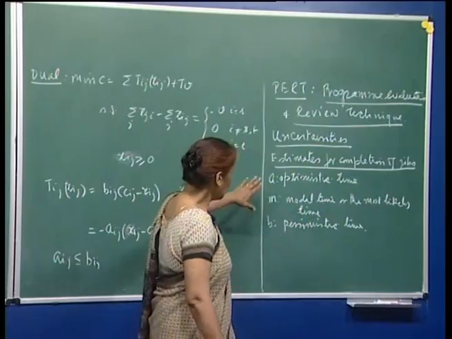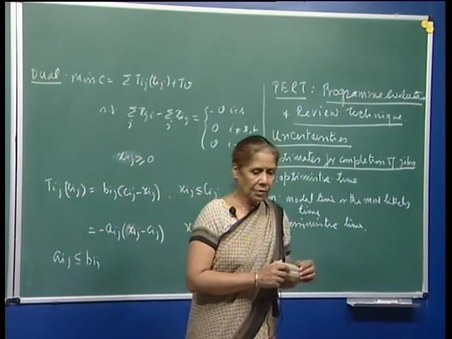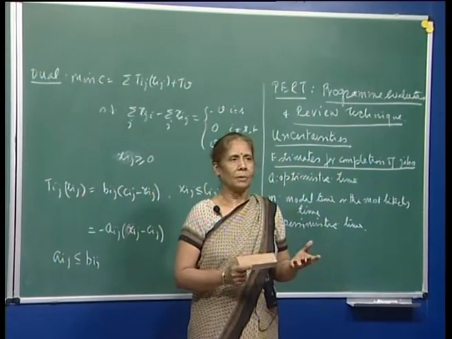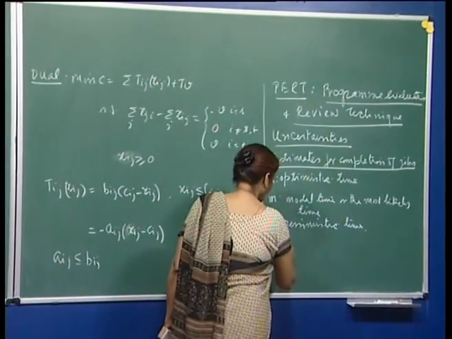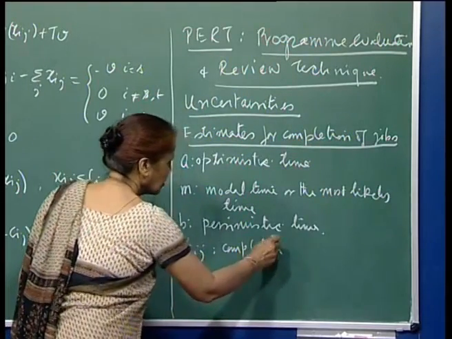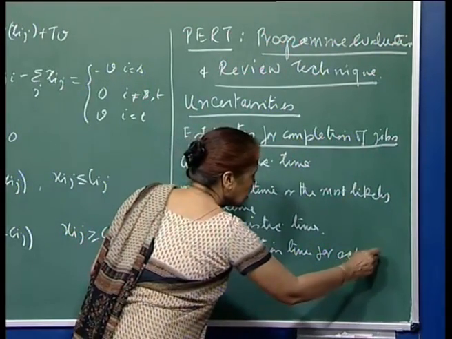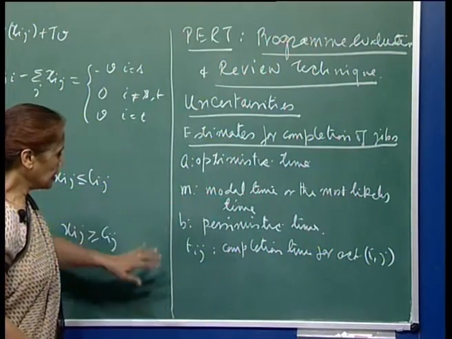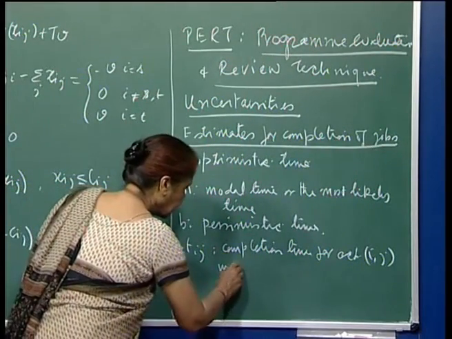So, these are the three estimates given, and since there are uncertainties, we say that the completion time for each activity is a random variable. So, we will say that Tij is the completion time for activity ij. Accordingly, these three numbers will be Aij, Mij, Bij for activity ij. So, if Tij denotes the completion time for this activity, then we treat it as a random variable.